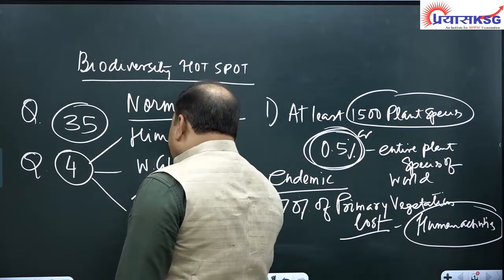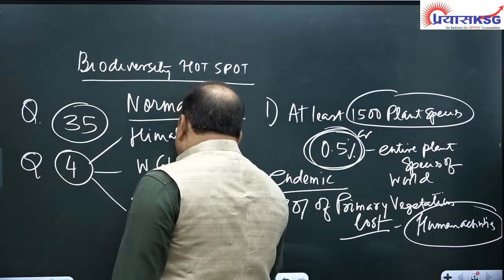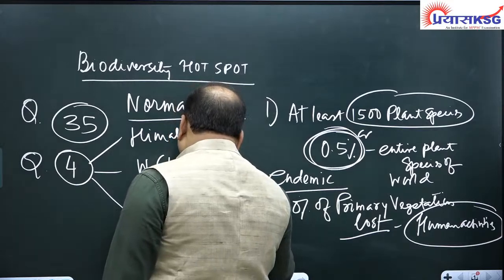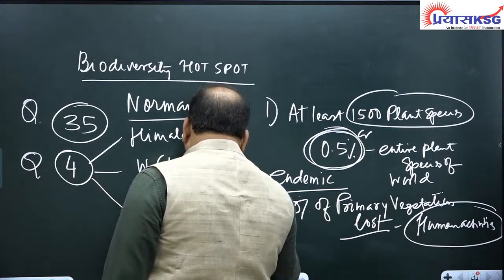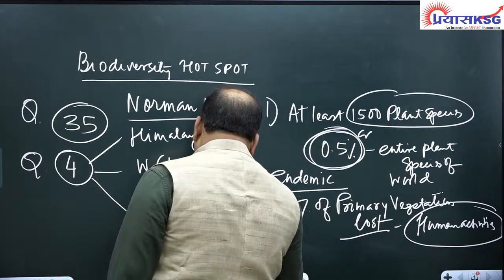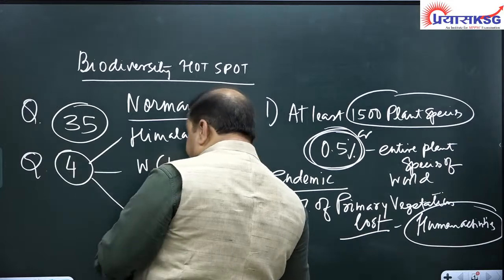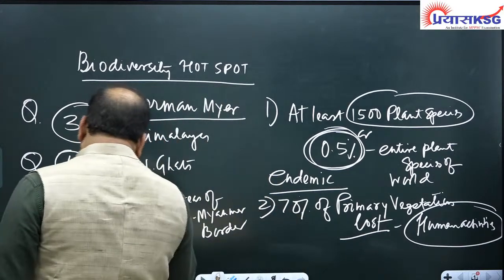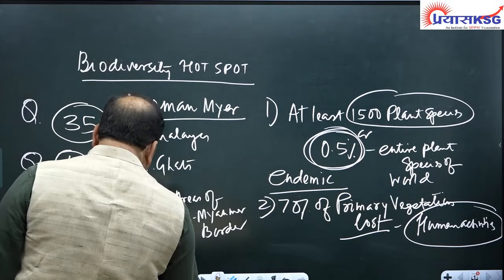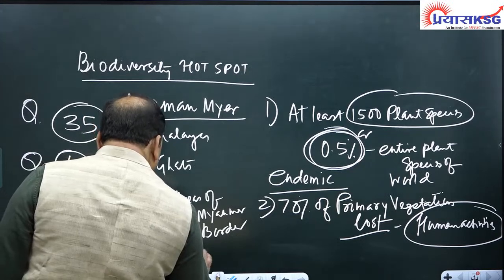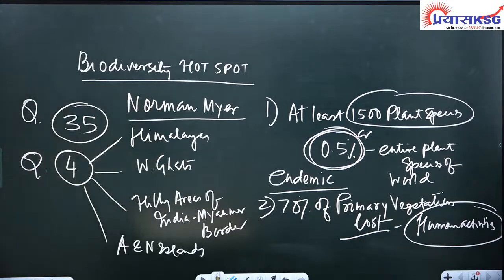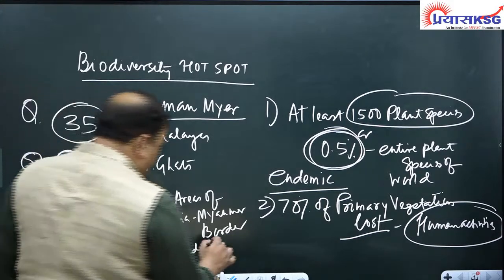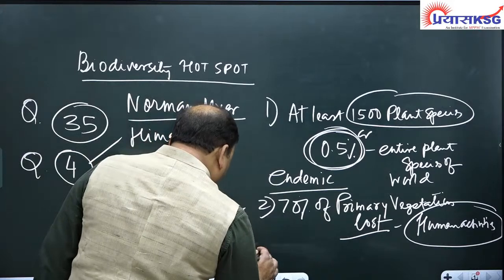Third is hilly areas of India-Myanmar border. Now this is separate from Himalayas. And fourth is Andaman and Nicobar Island. Everything written on the board. Andaman and Nicobar Island. So Andaman and Nicobar Island is a part of a hotspot which is called as Sundaland.